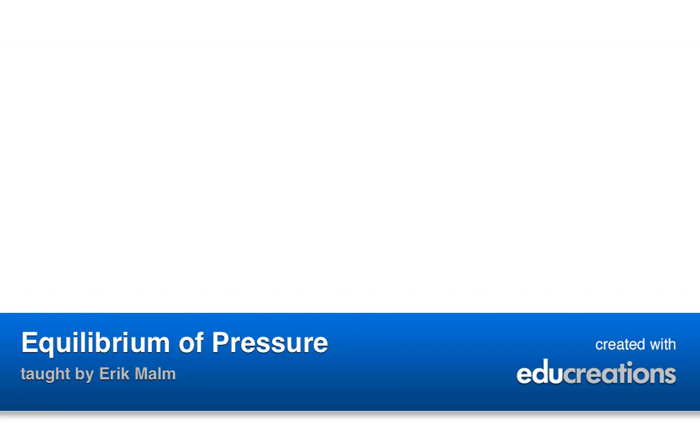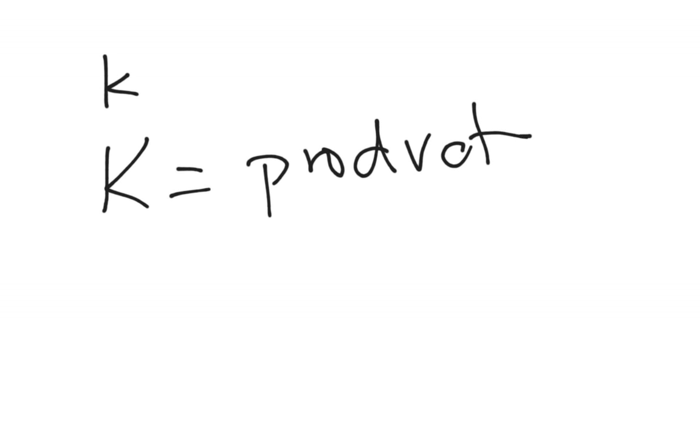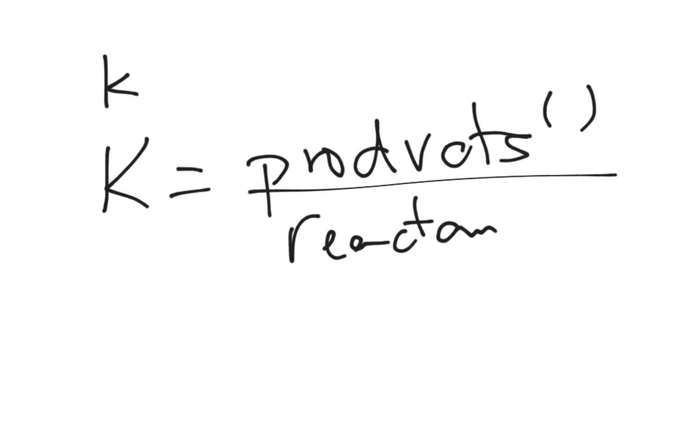Alright, so we've already seen that there is the little k for the rate constant, the big K for the equilibrium constant. Remember, whenever we see the big K, the basics don't change. It is always products raised to their coefficients over reactants raised to their coefficients. But there are different types of things that we can look at.